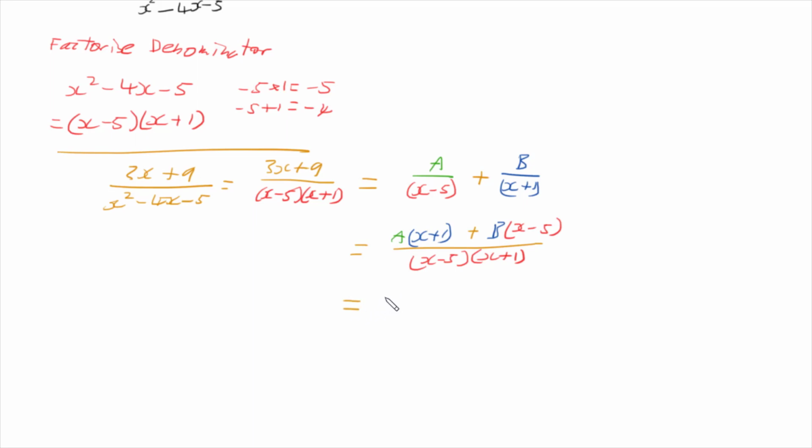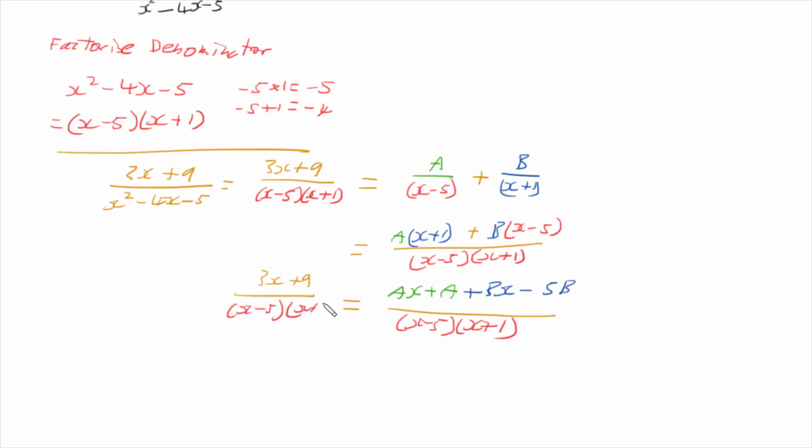So if I expand out these brackets, I'm going to have A times x plus A times 1, which is just going to be A, plus B times x plus B times negative 5 is going to be take 5B. And that is over this (x minus 5) times (x plus 1). And that fraction needs to match (3x plus 9) over (x minus 5) times (x plus 1).